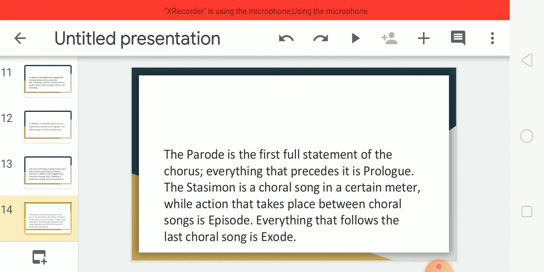Action between the chorus and the song, over the stage or backstage, is known as episode. You are introduced to a situation, then the situation is acted, then the situation is concluded through the song. So there is a song in the beginning, a song in the end, and whatever happens in between is known as episode. Everything that follows the last choral song is exhort. After the last concluding choral song, where the chorus has sung their conclusion about what has happened, whatever follows, whether a single dialogue, a conversation between many people, a comic effect, or a lamentation, is known as exhort.